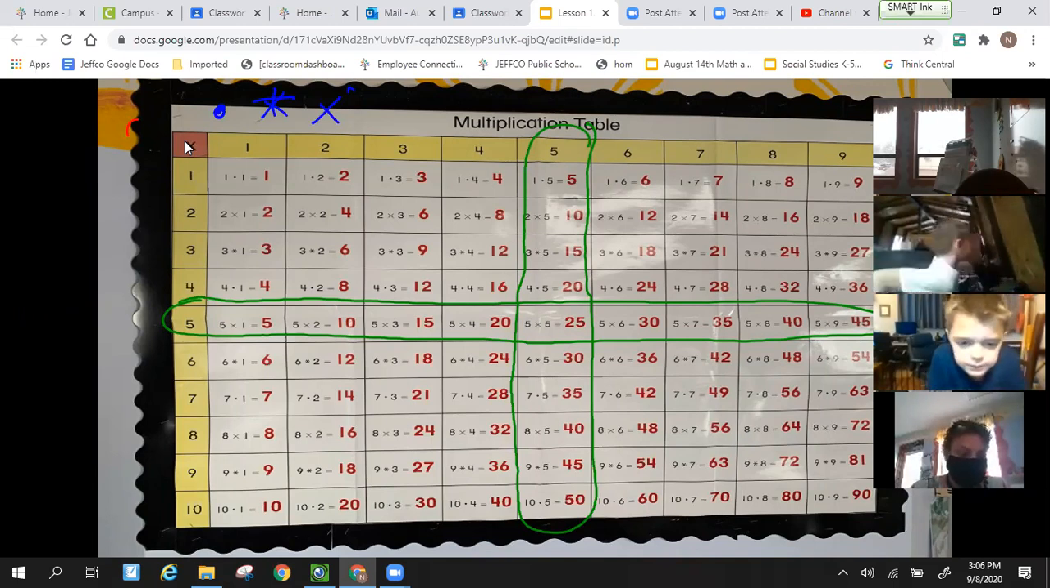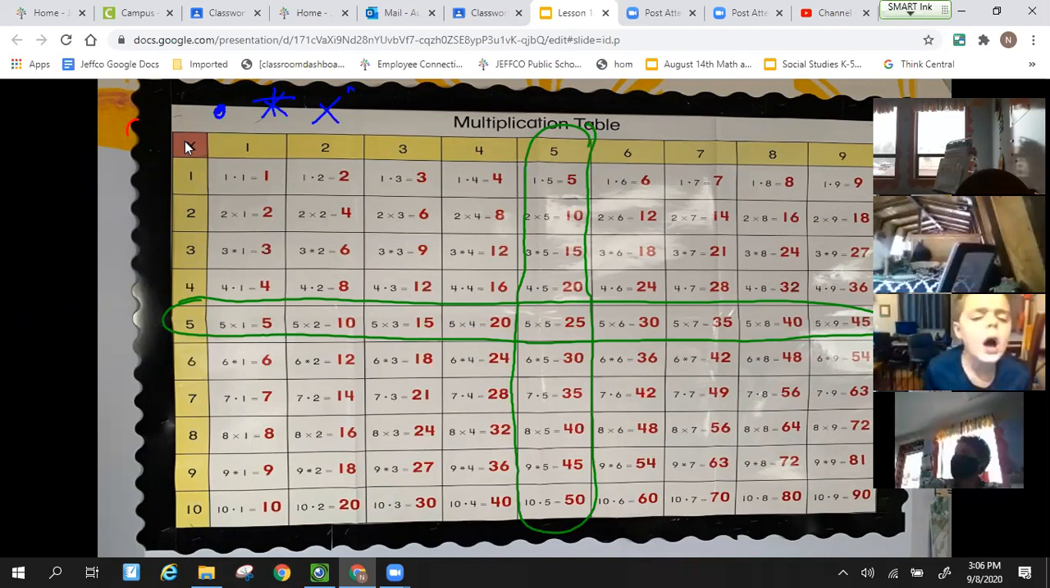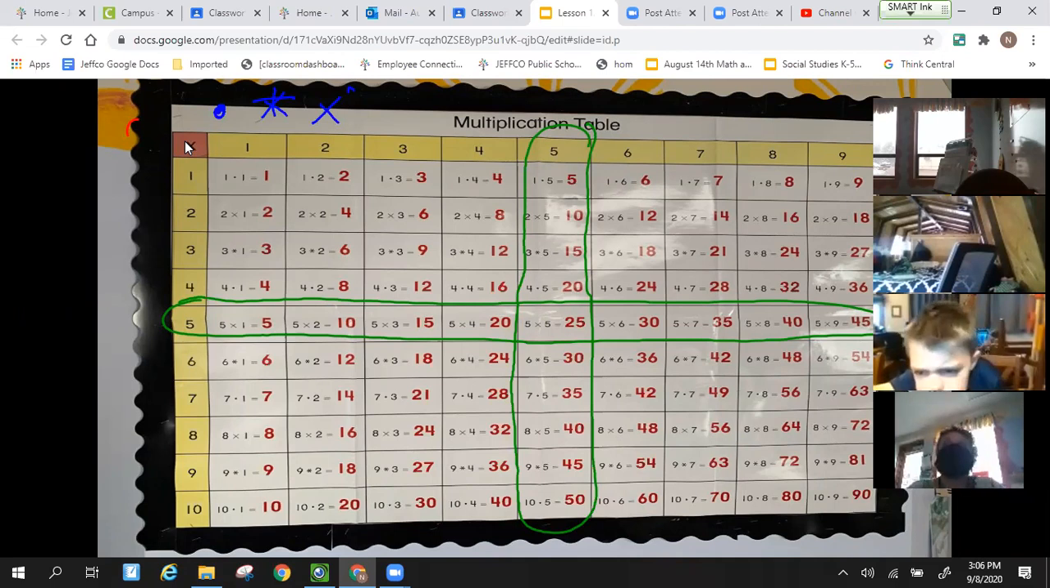All right, let's just try one. 4 times 5. Who thinks they can figure it out? 4 times 5. What is it? Try it with that strategy. 5. What'd you get? Excellent. Let's try another one. 6 times 5. Go ahead, my dear Elena. 6 times 5 is 40 or 30? 5, 10, 15, 20, 25, 30. All right, 8 times 5.